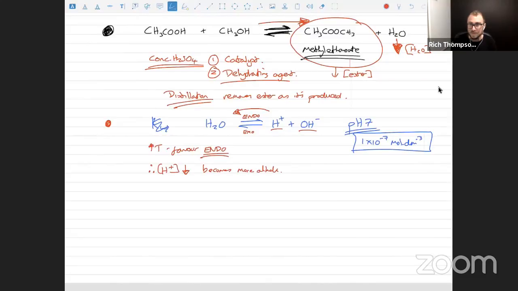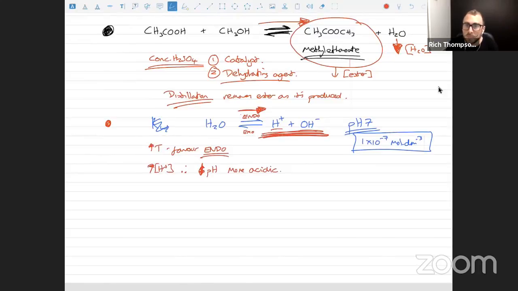Okay, so hang on. What's going to happen? No, I've got it wrong. It's going to favor the endothermic reaction, which is not the backward reaction. Rewind. Forget I said that. So if you increase the temperature, it favors that endothermic reaction, which means we're going to get more of these. That increases hydrogen ion concentration and therefore decreases pH. So it's more acidic. Sorry, guys, I'm talking faster than my brain will work.